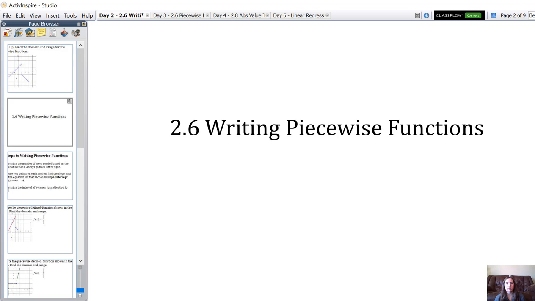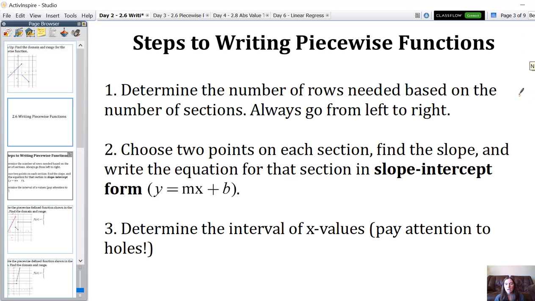Now we're going to practice writing piecewise functions. So in these situations, I'll give you the graphs, and we need to write the equations of each section and put it together as a piecewise. When we're doing this, the first thing we're going to do is determine the number of rows that we need based on the number of sections. If there are two different lines in our piecewise function, we're going to have 2 rows in our equation.